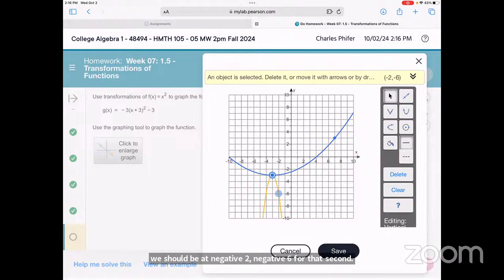Okay. So in this example, we were able to drag or move our points retroactively, and we get an image like this. Notice that we have a negative leading coefficient, so our parabola is open downward. We went left 3, down 3, and I think we're good to go. Hit save, check.